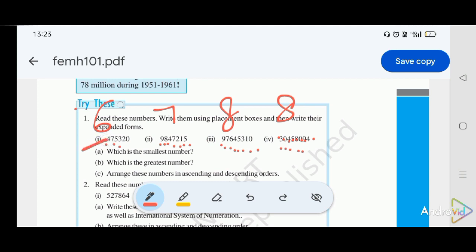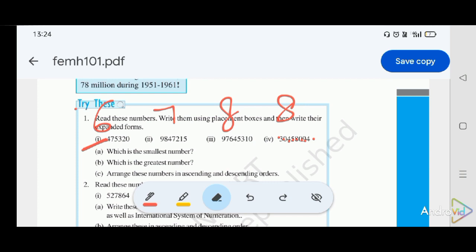For the question A, which is the smallest number, 4,75,320 is the smallest number. So that is the answer for A.